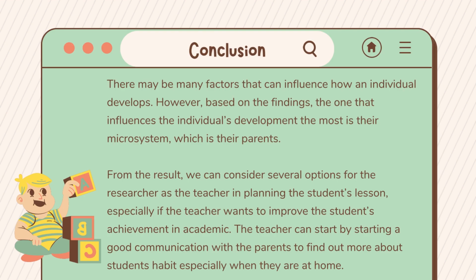In conclusion, there may be many factors that can influence how an individual develops. However, based on the findings, the one that influences the individual's development the most is their microsystem, which is their parents, and in this case their mother. From the result, we can consider several options for the researcher as the teacher in planning the students' lessons, especially if the teacher wants to improve the students' academic achievement. The teacher can start by building good communication with the parents to find out more about students' habits, especially when they are at home, so they can plan suitable materials or activities for those specific students.